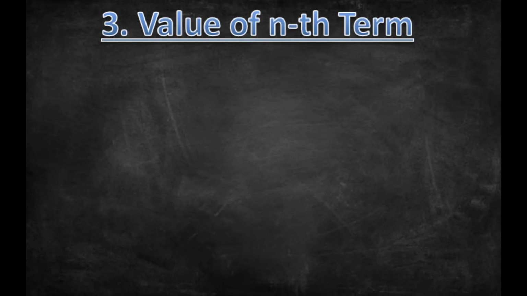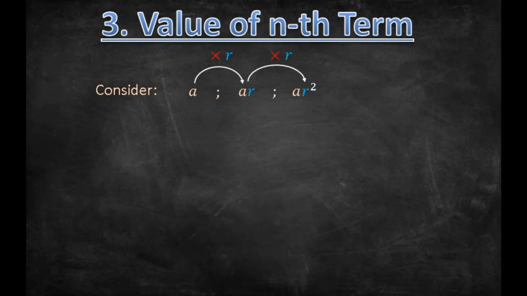We now want to come up with a formula for the value of the nth term of a GP. Let's consider the sequence with first term A and common ratio R. To get to the second term, we multiply the first term by R to get AR. Then to get to the third term, we multiply the second term by R to get AR squared. So the first term A is T1, T2 is the second term, which is AR, and T3 is the third term, which is AR squared.